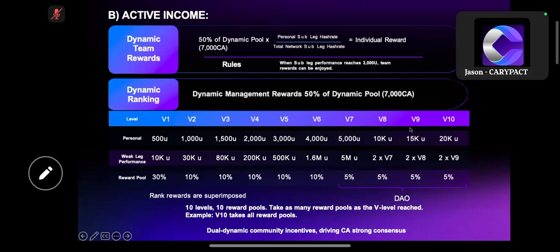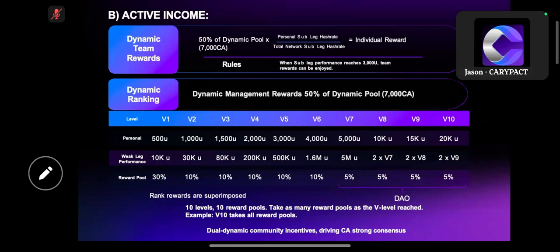And for you to go up to V8 ranking, you need to have 2 V7. It can be from your strong leg V7 and also your weak leg V7, 2 legs. You can still achieve V8. The same thing happens up to V10 as well. So that's the calculation. Once you achieve the V10 ranking, you still earn from V1 up to V10 on a daily basis. So that's a very big amount that you'll be earning.